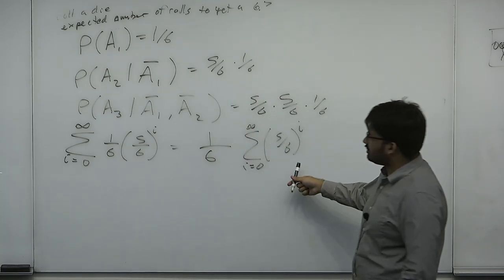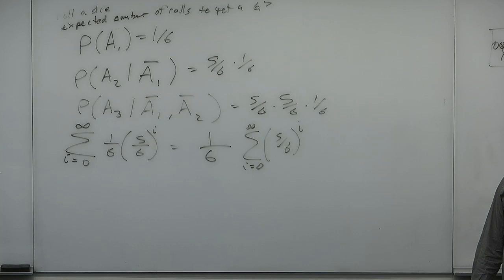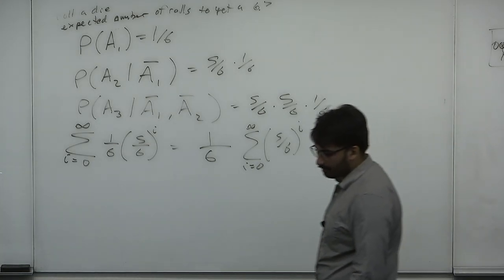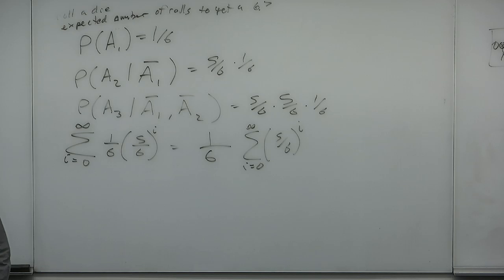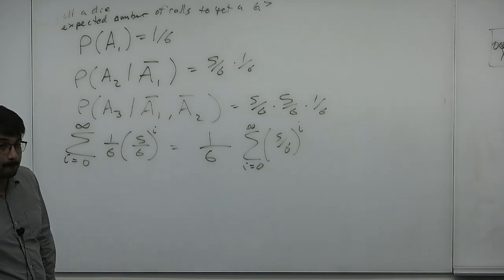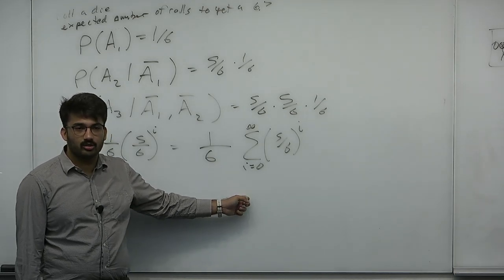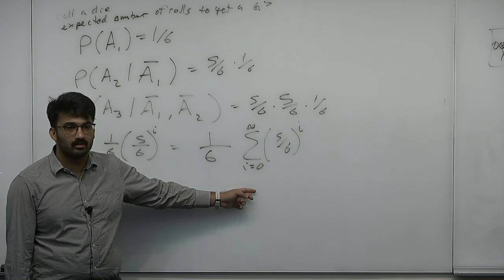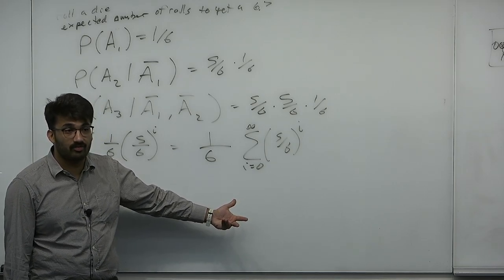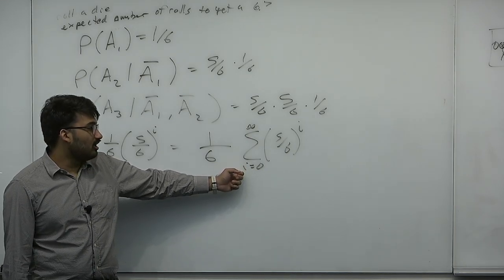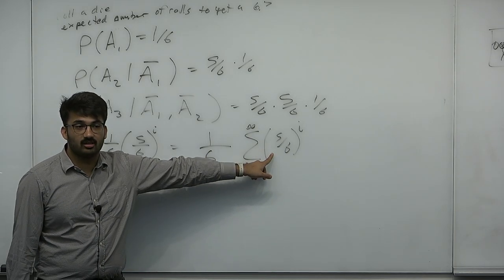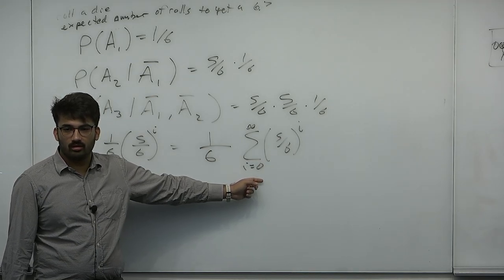Does anyone remember what this is? Does anyone remember the name of a summation, an infinite summation like this? One more time? P-series? I'm unfamiliar with that name. First of all, this is an infinite summation. It better converge because we're trying to compute an expected number of outcomes of something, an expected number of rolls. So it better not be infinity. This is a convergent summation, definitely, because this is less than 1, right? Isn't that a geometric series? This is a geometric series.